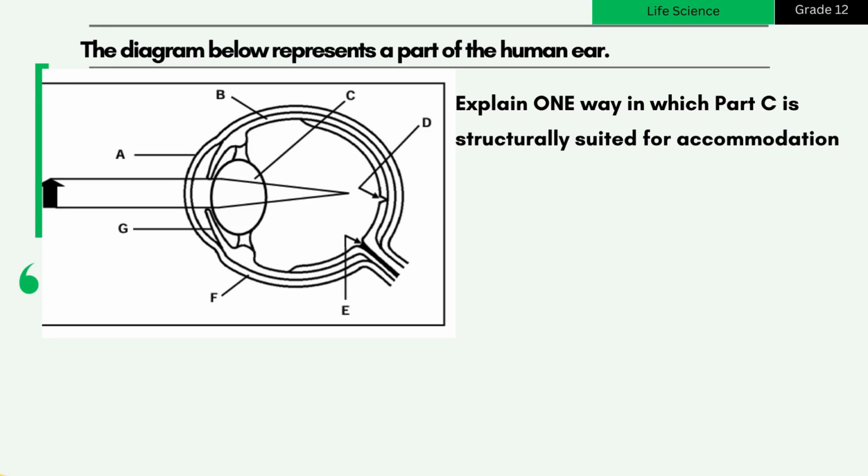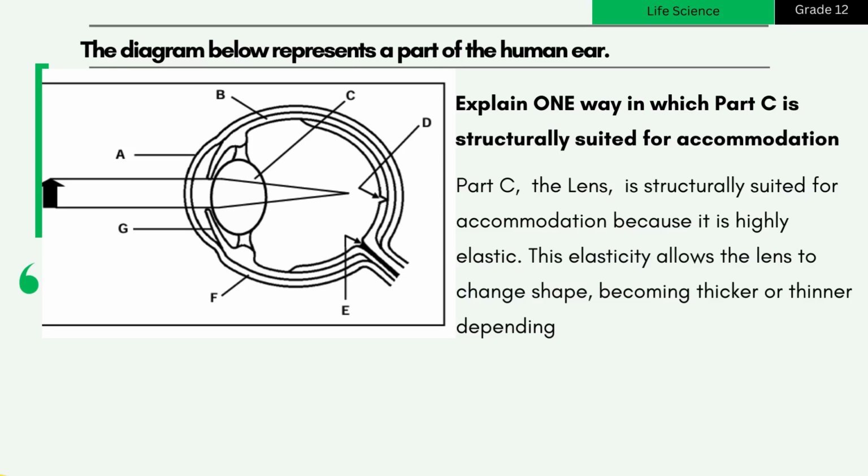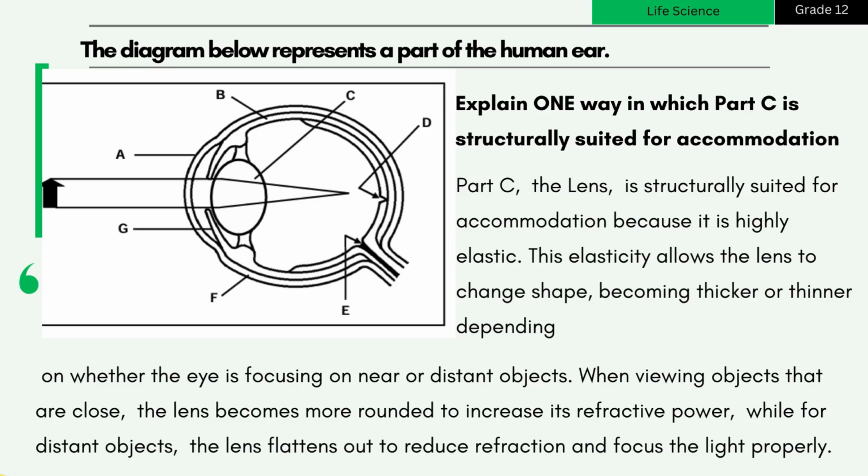Question: explain one way in which part C is structurally suited for accommodation. Part C, the lens, is structurally suited for accommodation because it is highly elastic. This elasticity allows the lens to change shape, becoming thicker or thinner depending on whether the eye is focusing on near or distant objects. When viewing objects that are close, the lens becomes more rounded to increase its refractive power, while for distant objects, the lens flattens out to reduce refraction and focus the light properly.